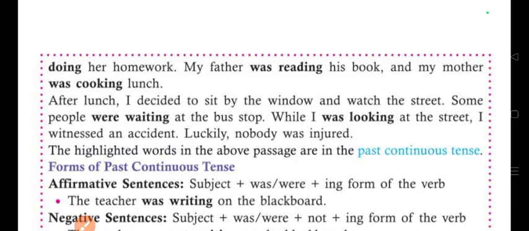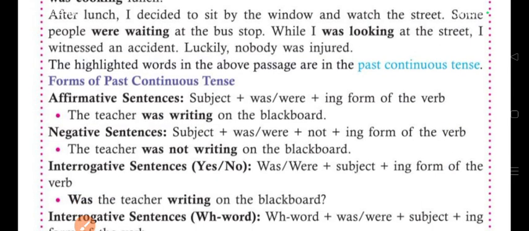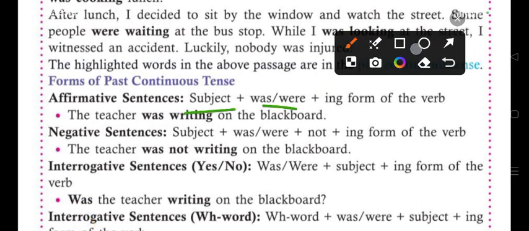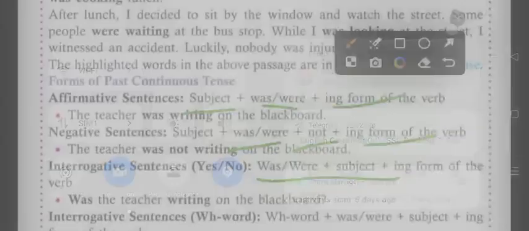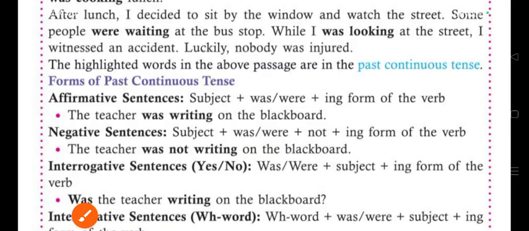So here are some rules provided. For forms of continuous tense, we use subject, was/were and the ing form. For negative, we use was/were plus not plus the ing form. For interrogative, we use was/were, subject plus the ing form. Okay, so let's solve the questions based on these exercises.